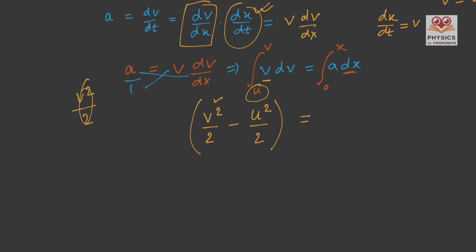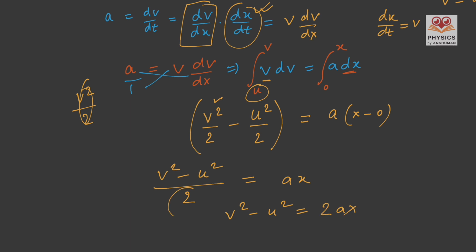And on the right hand side, a is a fixed quantity, it's a constant, and dx can be integrated from 0 to x, that is x minus 0. And on the left hand side, what do we see? v square minus u square divided by 2 is equal to ax, or we can say v square minus u square is equal to 2ax. This 2 will go on the right hand side, multiplied to ax, and this is our third equation, and this is how we derive it using integration.